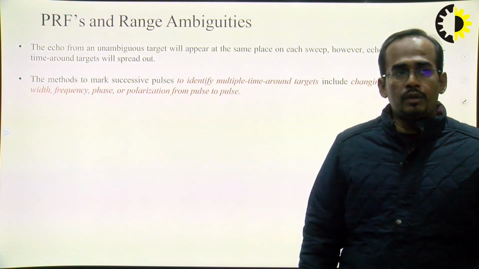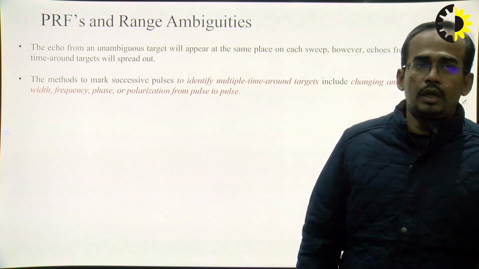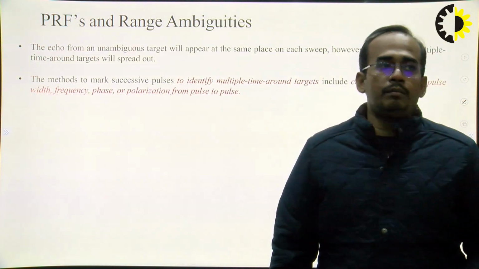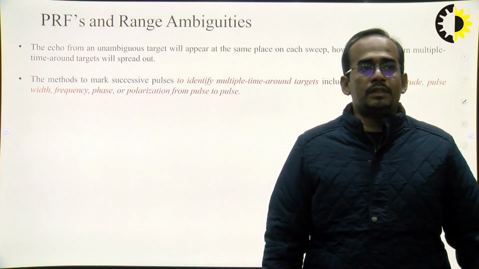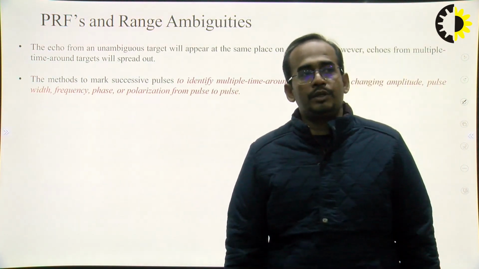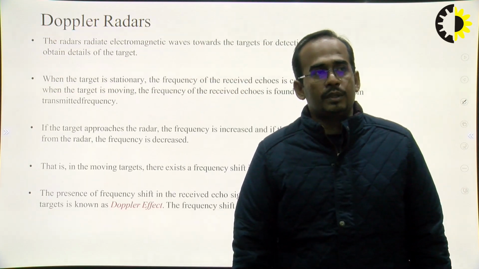The echoes from an unambiguous target will appear at the same place on the display in each sweep. However, echoes from multiple time around targets will spread out. The methods to mark successive pulses to identify multiple time around targets include changing amplitude, pulse width, frequency, phase, or polarization from pulse to pulse.